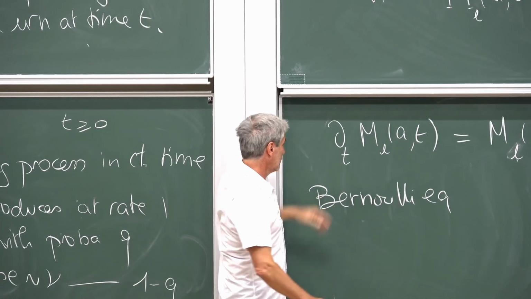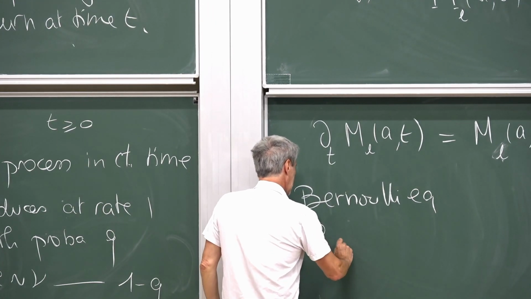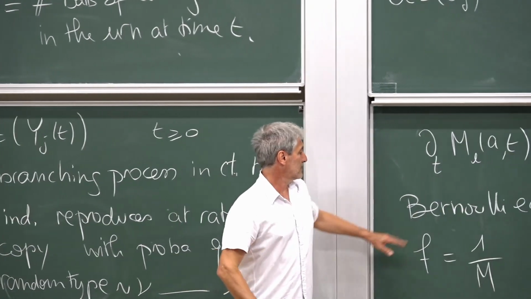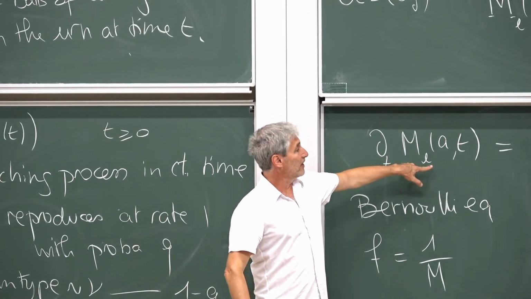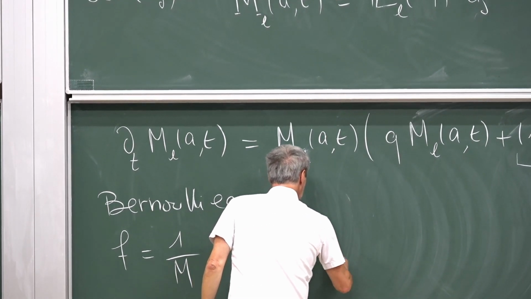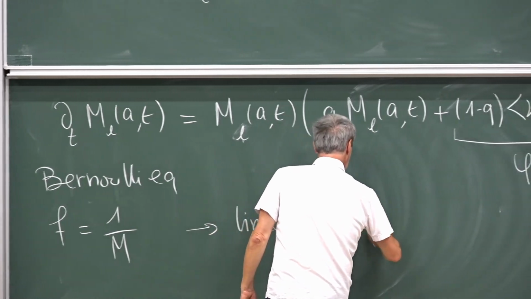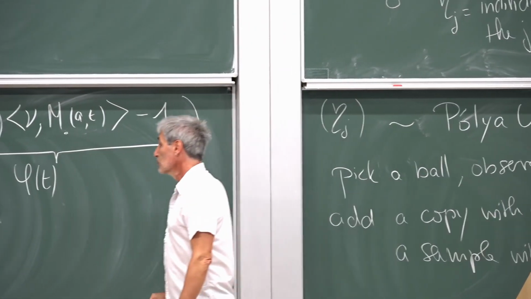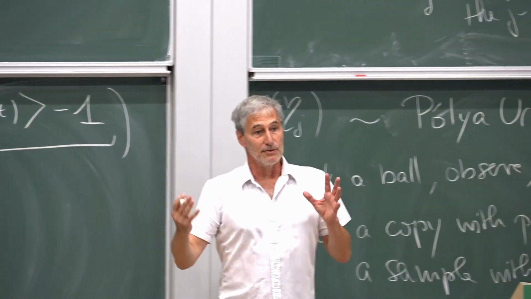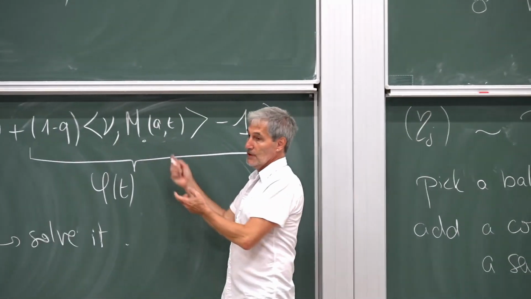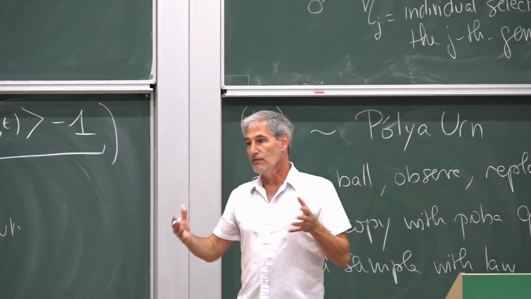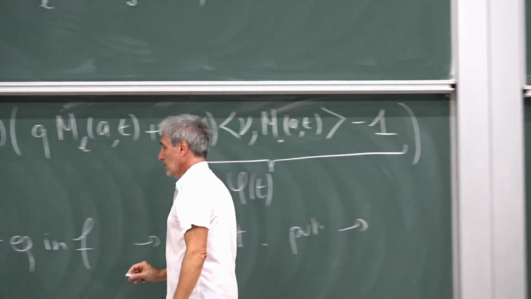The way you do it is you set f equal to 1 over m, and you divide this equation by m squared, then you get a linear equation in f, depending on this constant here. Then you solve it. And then you put it back there, because you do not know what phi is, but you have a formula here. And then it's a miracle, because the equation is closable, and you find another equation which you can solve, and you find the solution.